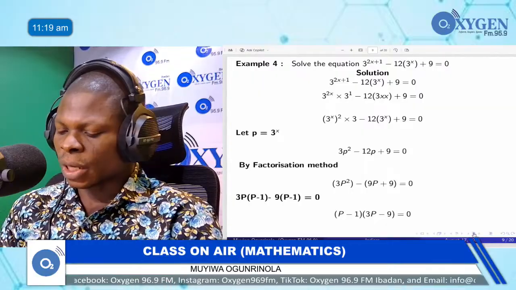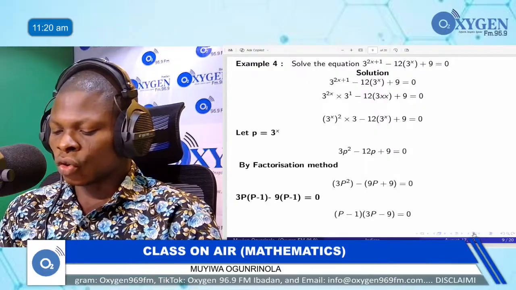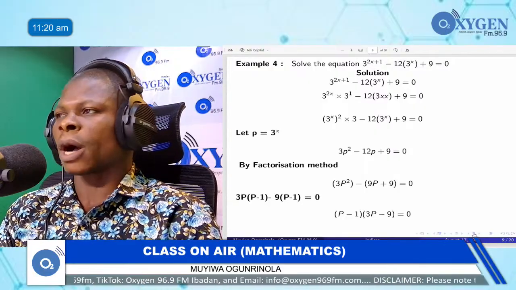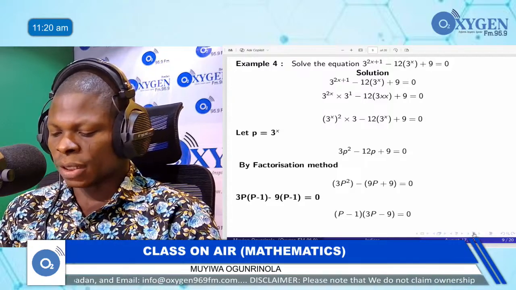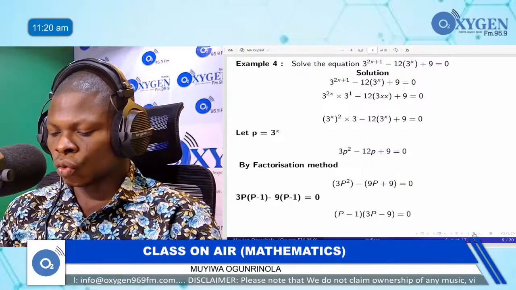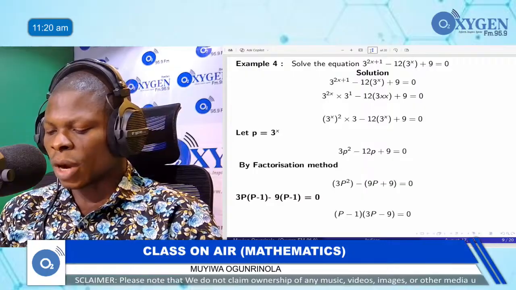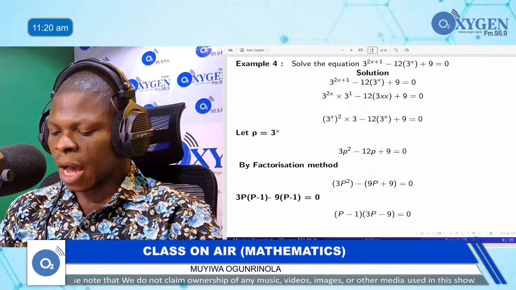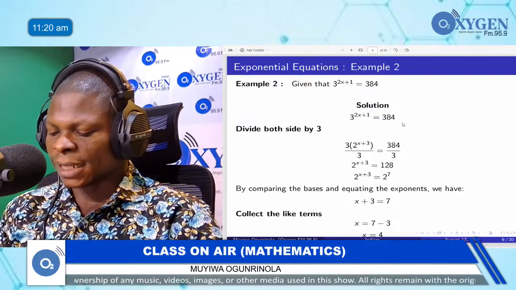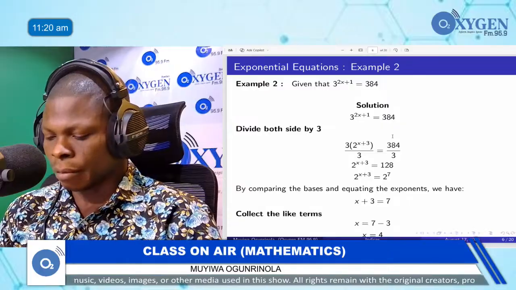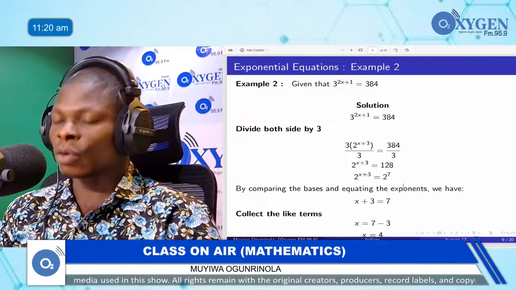So 128 also can be represented in the form of what? In the form of base 2. So that will now be what? 2 raised to power 7. So this will give us 2 raised to power x plus 3 is equal to 2 raised to power 7. By comparing the base and equating the exponents, we have x plus 3 is equal to 7. So collect the like terms. x is equal to 7 minus 3, so our x will be equal to 4.